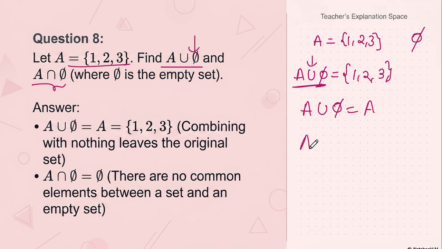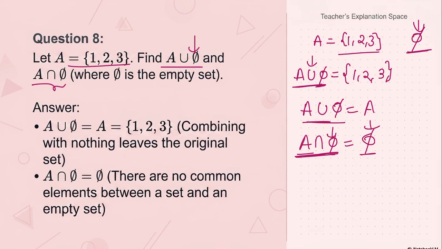The next thing, A intersection empty set. Intersection means common element. In set A we have 1, 2, 3, but in the second set, the empty set, there is nothing. So here nothing is there, that means there is no common element. So whenever we do intersection with the empty set, we will always get the empty set. Union will give you a combination, that is a bigger set, and intersection will give you the smaller of the two sets, which is the empty set. So if the empty set is smaller here, then the answer is the empty set.